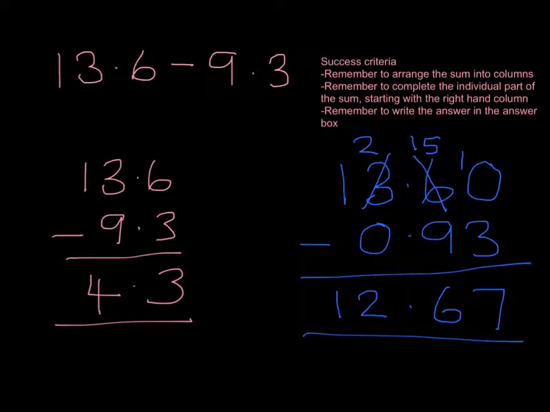Here is another. I tackled 13.6 subtract 9.3. I used a pink pen and a blue pen. One of these calculations is correct, the other is incorrect. Have a think, and if you struggle, talk to your partner. Which one's correct and why? Which one's incorrect and why? Take 10 seconds, have a think.